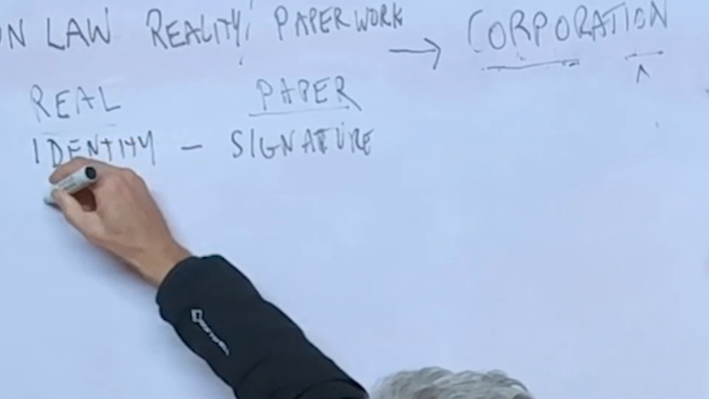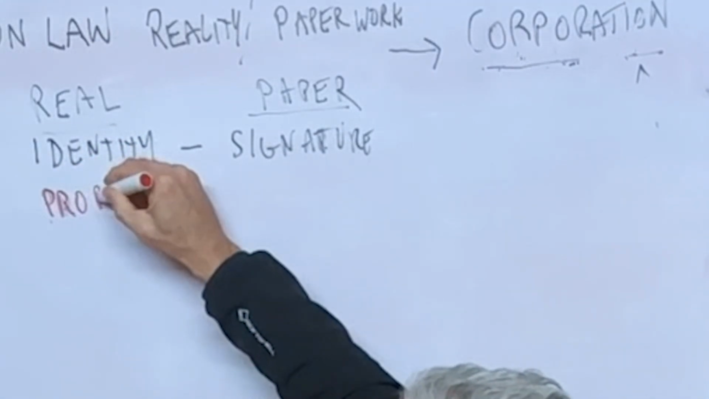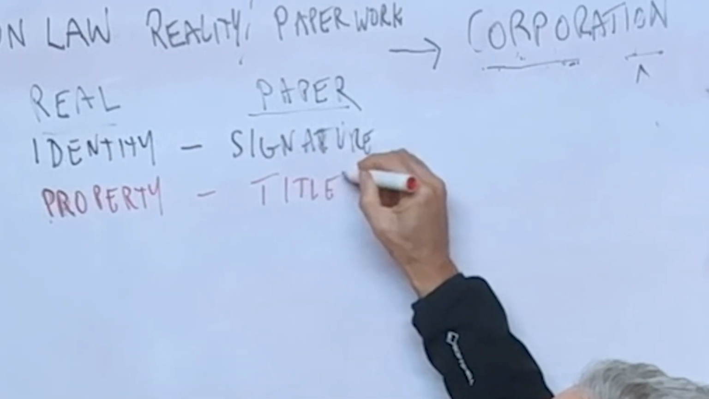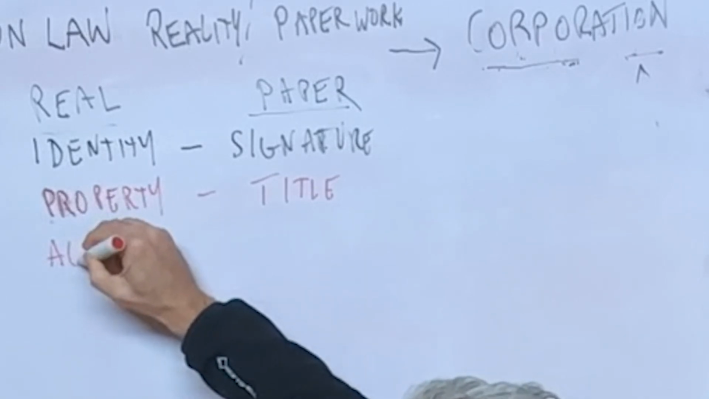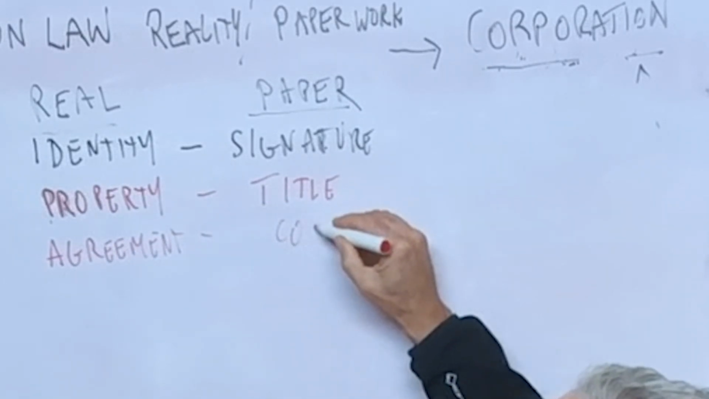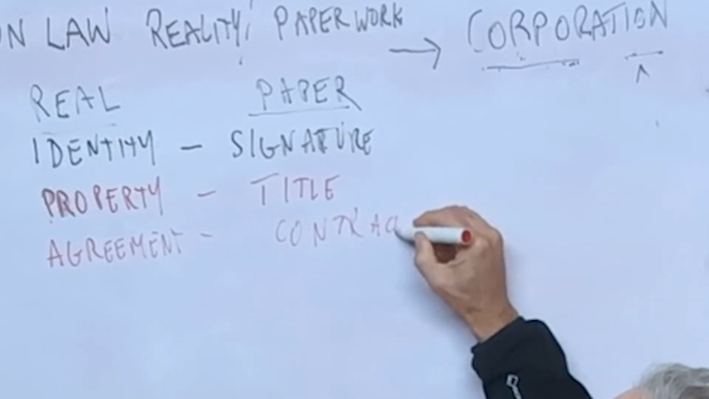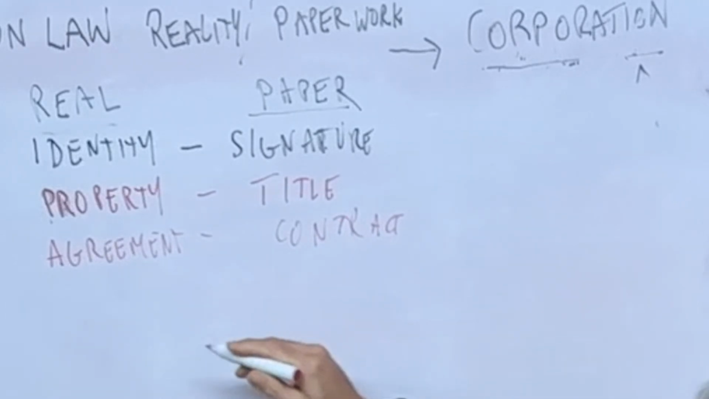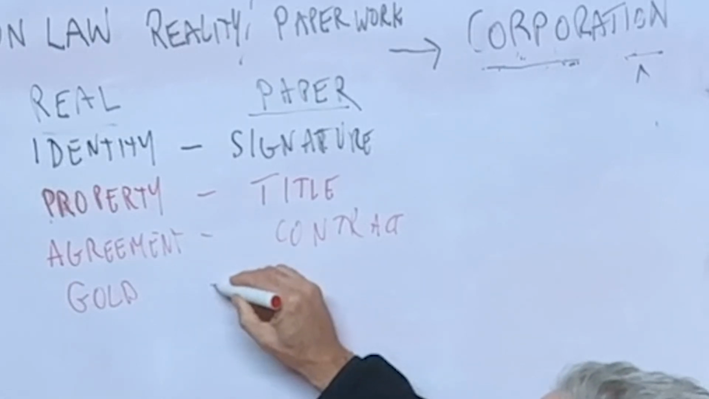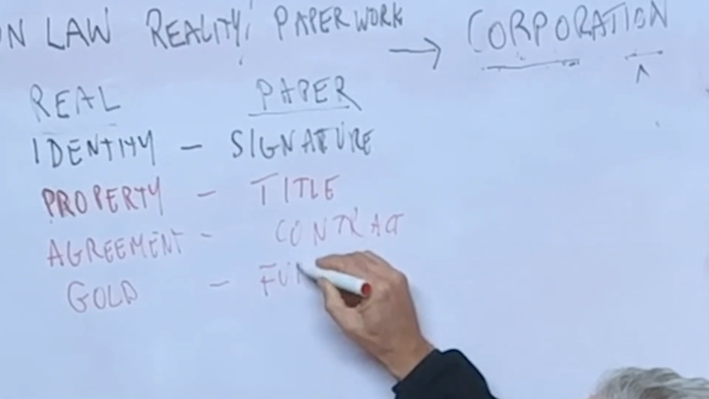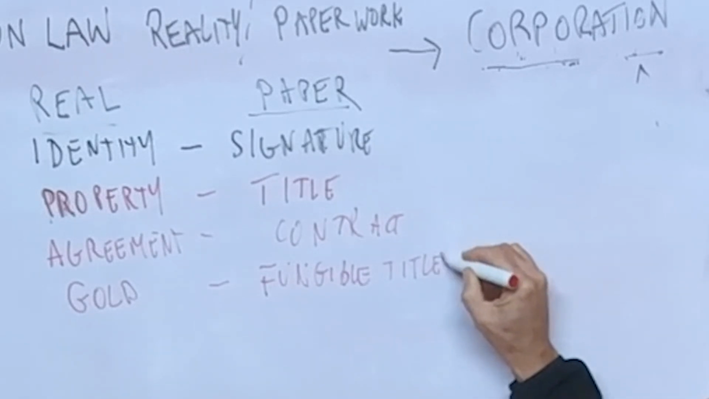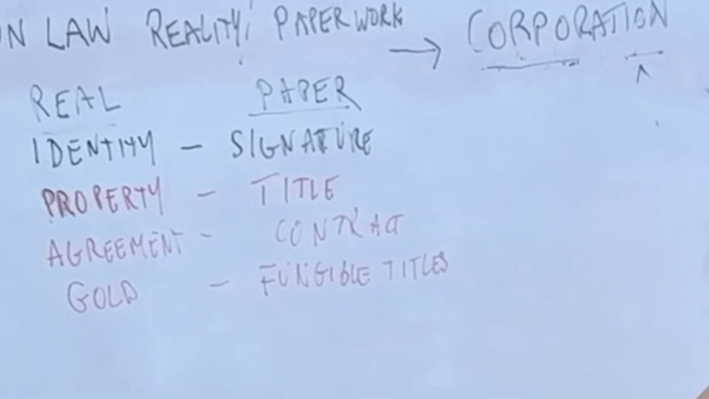And then we also need to know what is our property, and for that we need a title. Again, paperwork world. And we need to know our agreements, our contracts, which is again in the paperwork world. And there's one more, remember: money, gold, business. So that in the real world is gold. But over here we've got fungible titles. So it's really still just property.